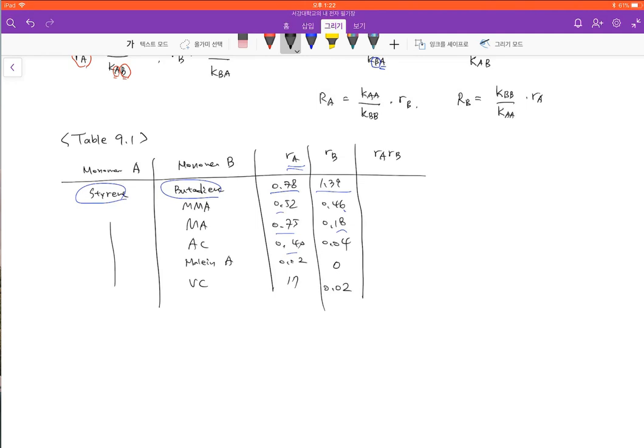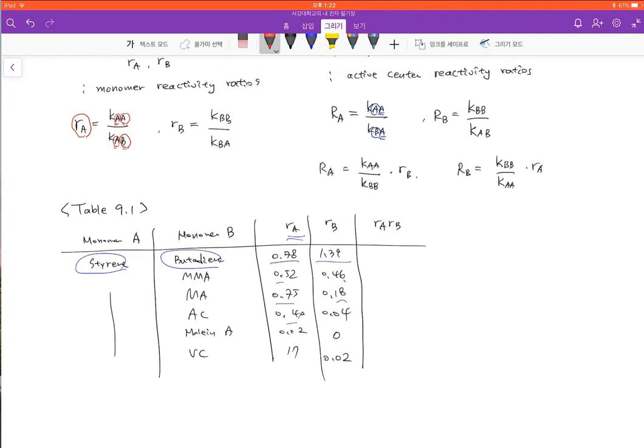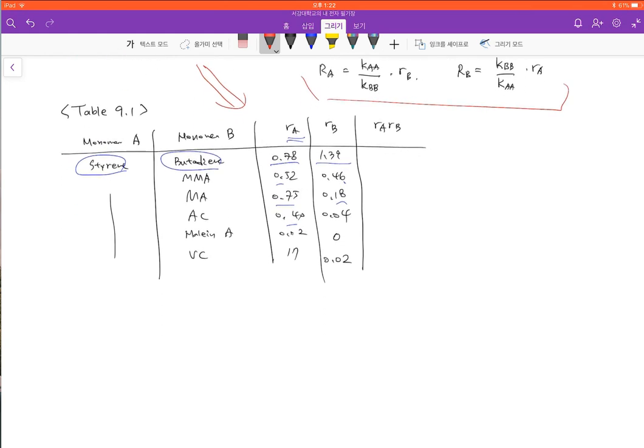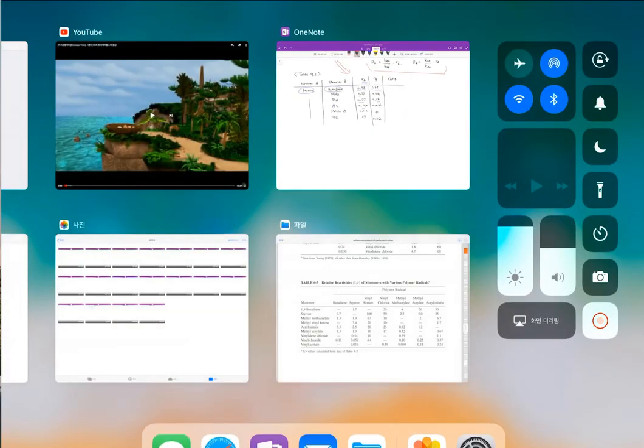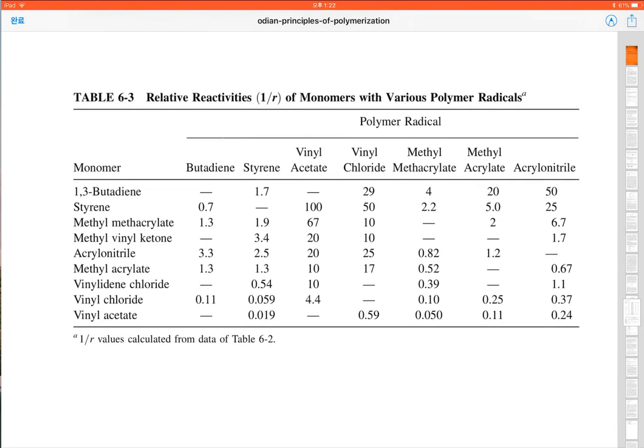Basically, the reactivity, and also let's see another table. Okay, so this area basically only shows the monomer reactivity ratio. We also need to check this radical reactivity ratio. For this, we don't have a table in our textbook, so let's use another textbook. So we have this table from Odian's book.